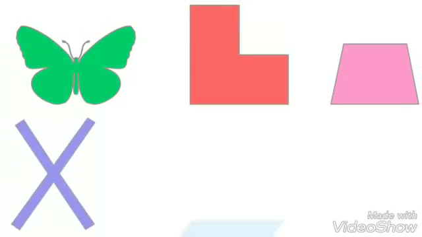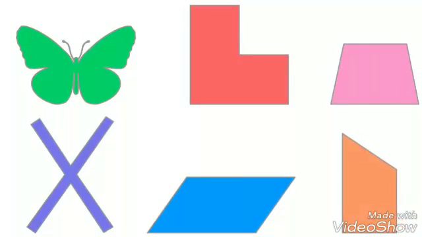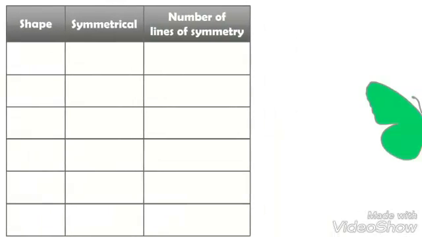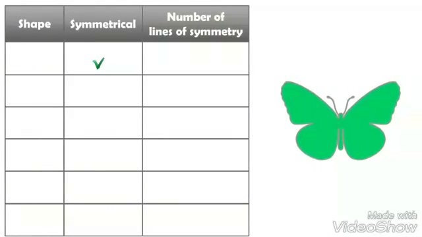Here are some geometrical shapes and real-life examples. Let's see together if they are symmetrical or not, and count the lines of symmetry for the symmetrical ones. This butterfly is symmetrical, and as you can see, it has only one line of symmetry, which is a vertical line of symmetry.